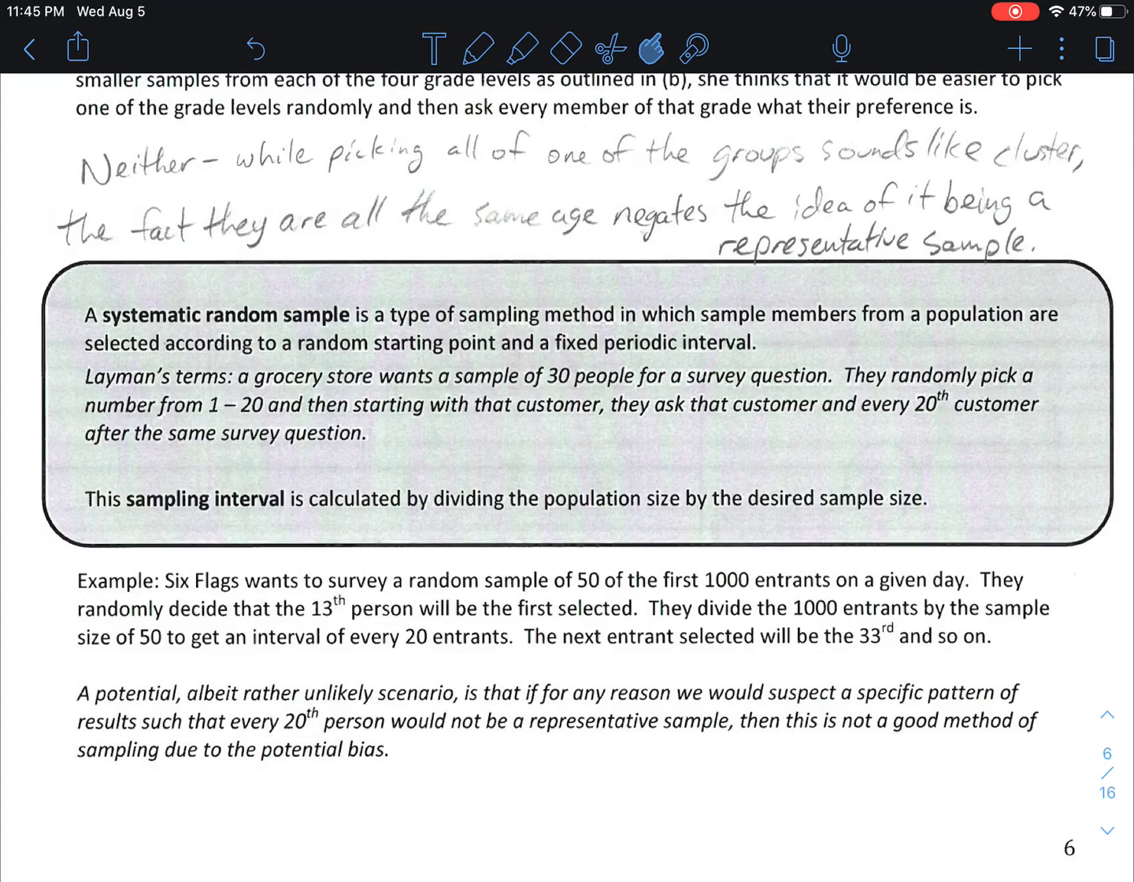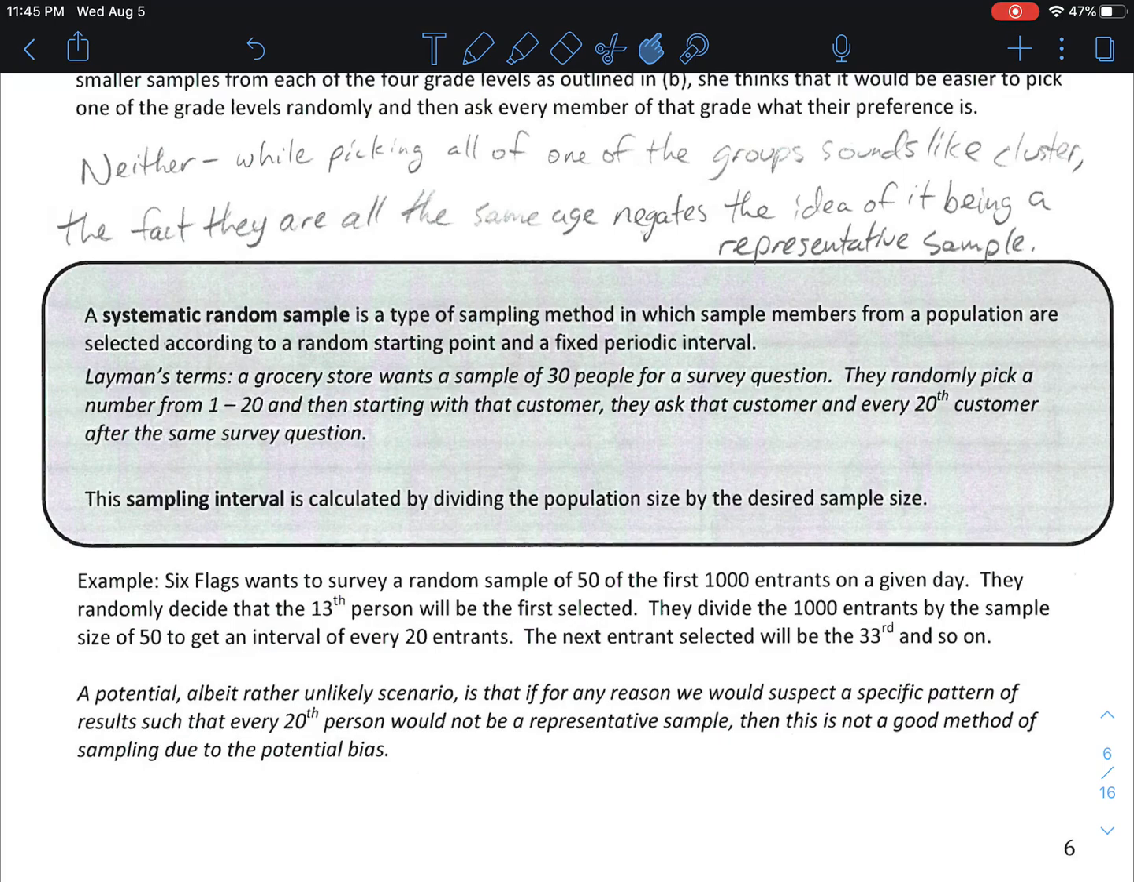Or maybe it's a free coupon or something like that, right? Every 1,000th person is a winner kind of thing. Every 20th person is a winner. Why this works nicely in some ways and why it's difficult, and the sampling interval that you can see there is dividing the population size by the desired sample size. If you knew you had 1,000 people and you wanted a certain sample size, you could work backwards to figure out how many people you have to ask every time, like every 20th, every 30th.